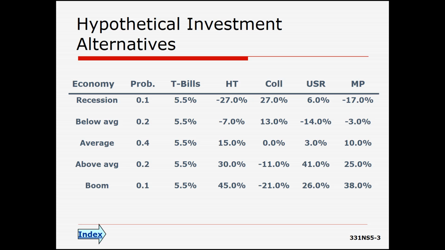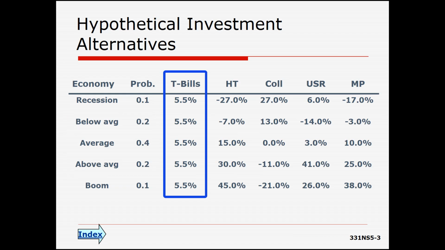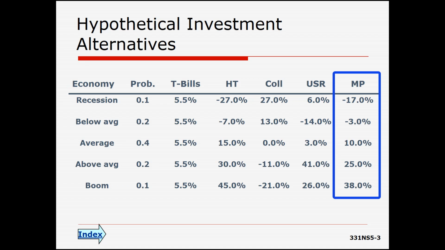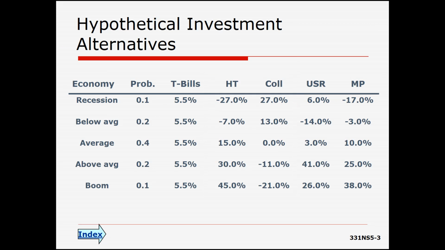Let's look at a set of hypothetical investment choices. First, the states of the economy and the probabilities of each state occurring. Next, the expected return on a treasury bill in each state. Since a T-bill is basically risk-free, the expected return is the same in every state. MP is the market portfolio. This is a theoretical construct meant to represent all traded assets. The S&P 500 is typically used as a proxy for the market portfolio. And finally, our two sample assets, HT, high-tech, and collections. We'll be using them in our examples.